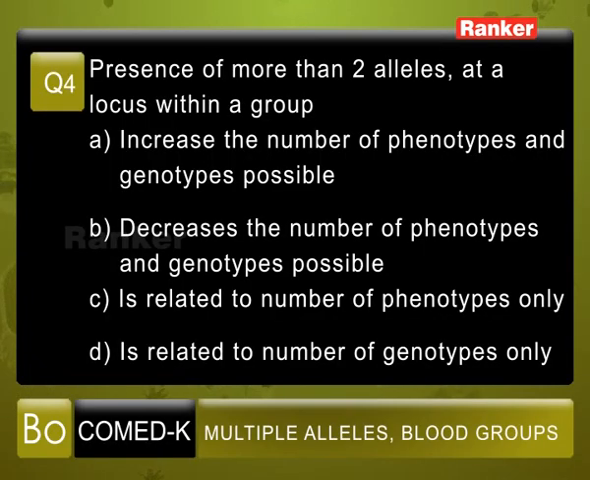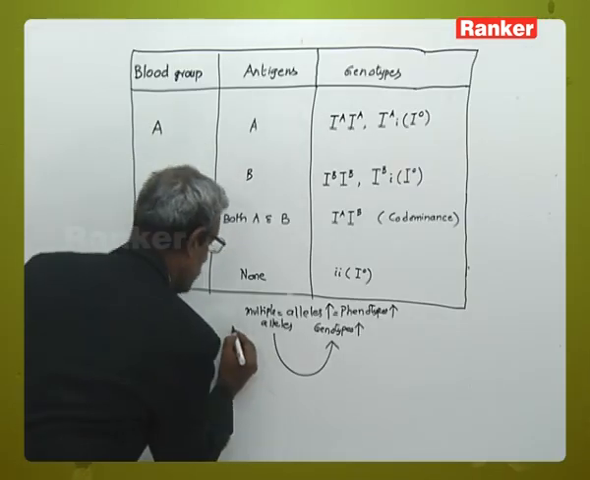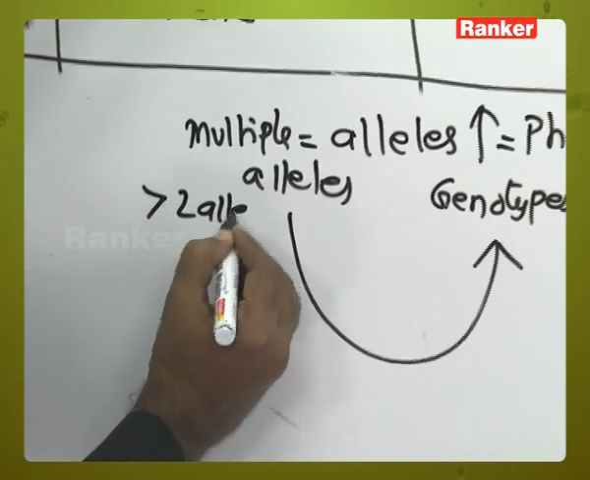Thereby, for problem number 4, the correct answer is an increase in the number of phenotypes and genotypes, along with the increase in alleles, if there are more than 2 alleles.